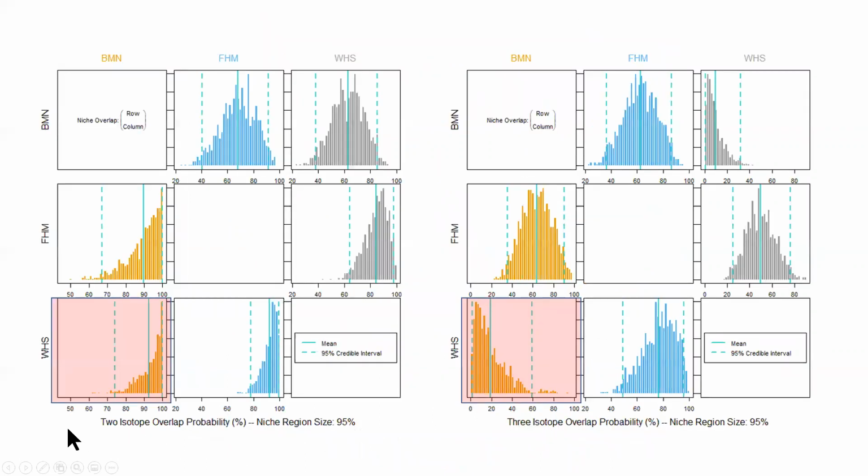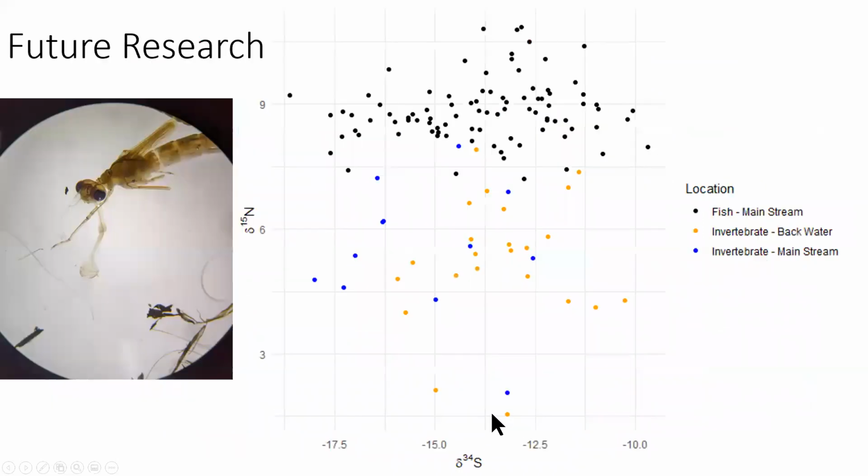Looking at the same 3 fish, the set of graphs on the left shows the probability of niche overlap looking at just carbon and nitrogen, while the graphs on the right show the same statistical analysis but with all 3 isotopes. The highlighted histograms show that just looking at 2 isotopes, the brassy minnow's niche appears to be nearly completely overlapped by the white sucker. However, looking at all 3 isotopes, there appears to be nearly no overlap.